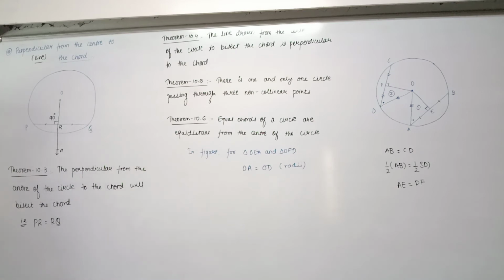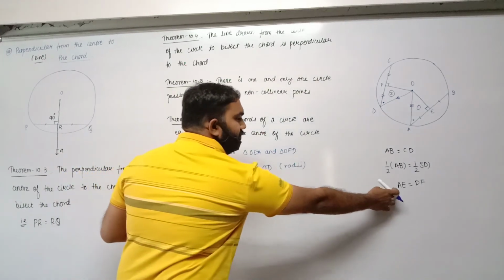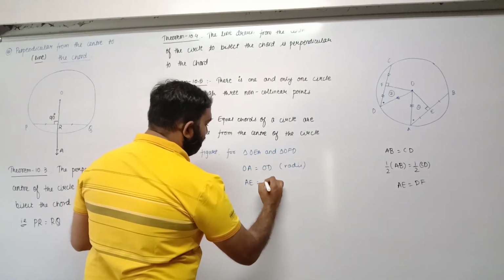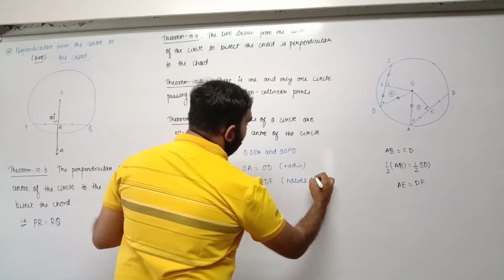Then the right angles are there. Yes. One more thing is there. AB equals CD. Half of AE equals, we can say, halves of the chord.